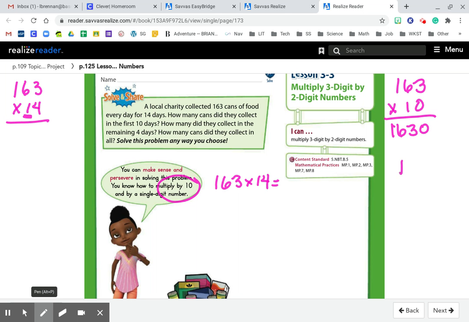And can I do 163 times 4? Sure, your fourth grade brains can do that. 4 times 3 is 12. Put the 2 down and carry the 1. 4 times 6 is 24 plus 1 is 25. 4 times 1 is 4 plus 2 is 6.